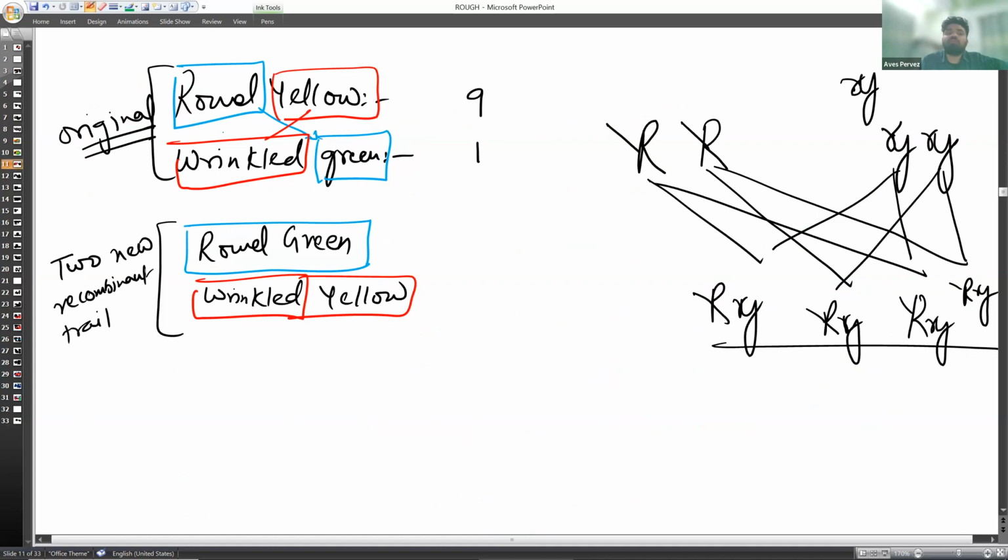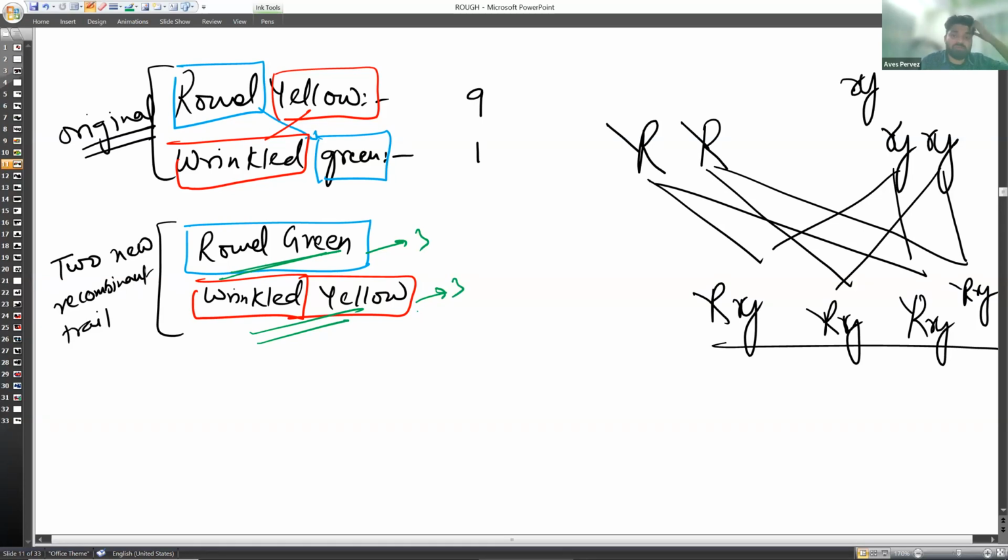Now you need to know that we have taken round yellow and wrinkled green, but we get 9 round yellow and only 1 wrinkled green. Round green and wrinkled yellow we have not taken. We have taken only round yellow and wrinkled green. But two new recombinant characters are observed here: 3 round green and 3 wrinkled yellow, which we have not taken.